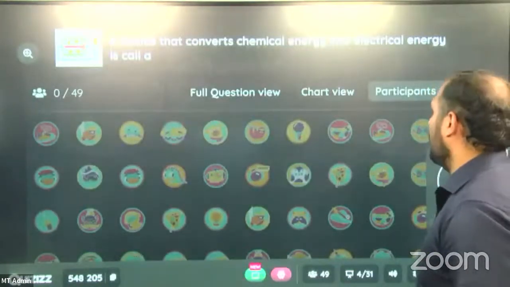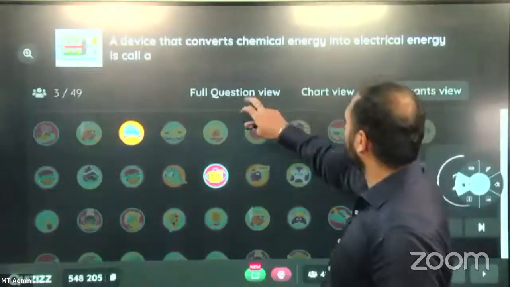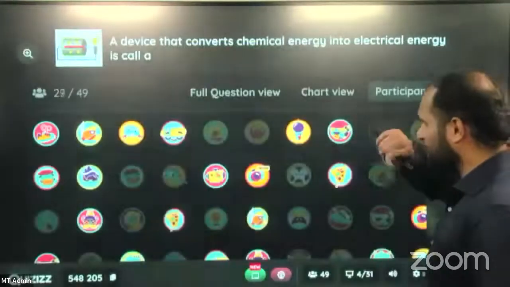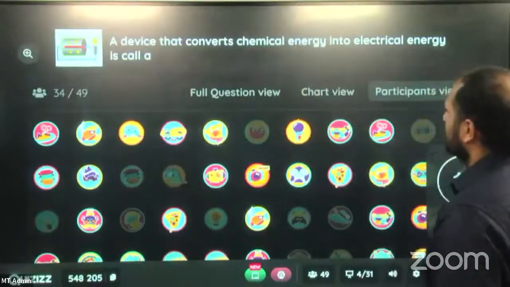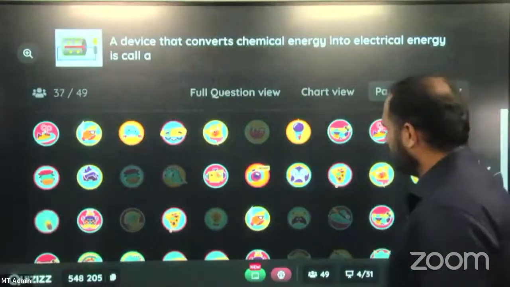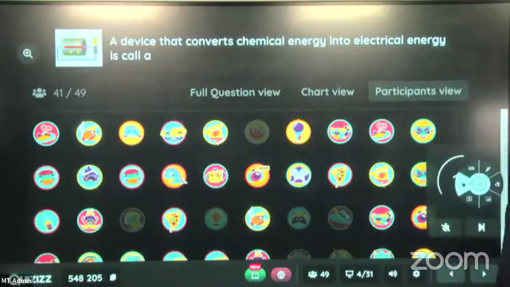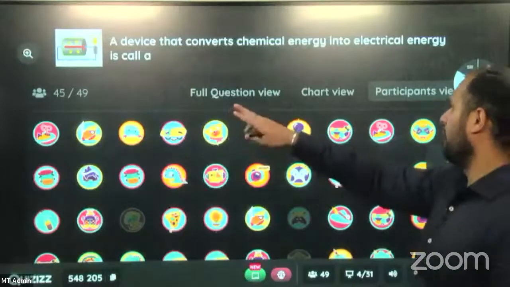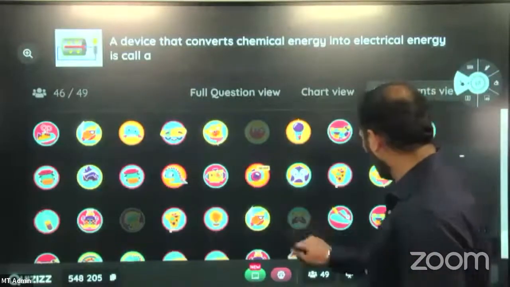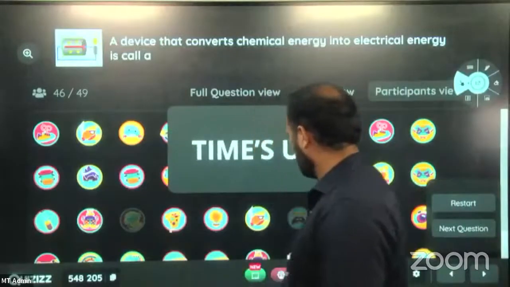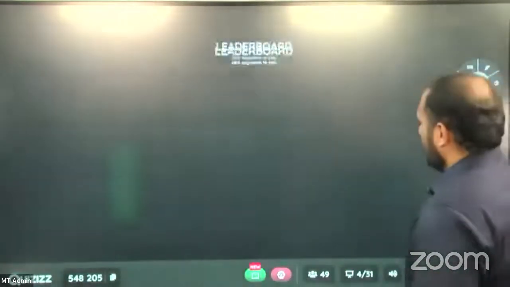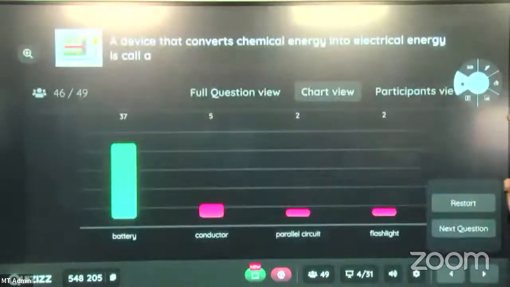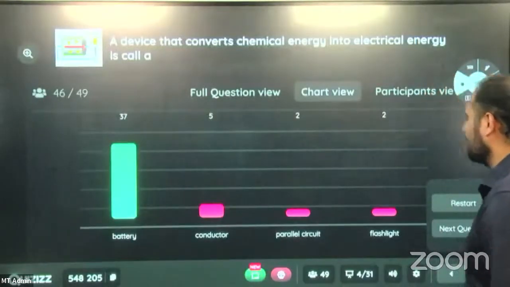A device that converts chemical energy into electrical energy is called a battery, conductor, parallel circuit, flashlight. Come on, again, an expected answer. I guess the maximum should give a right answer in this case. I can see almost 43. Come on, we should go till 45. Very good. Now 46. Who are the four kids, brother? Rohan. Okay, I'll see the remaining three in the next question. Very good, Soumya. Good from Khadakpada. Yes, battery 37, conductor, parallel.